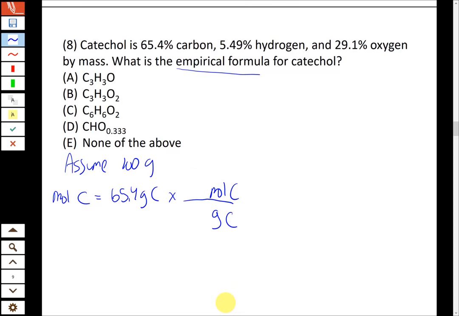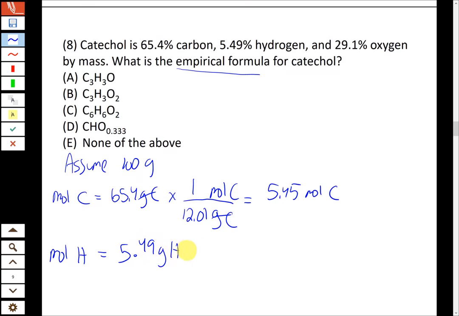All right, we're going to do carbon first. 1 mole of carbon has a mass of 12.01 grams. That's the atomic mass of carbon. So that comes out to 5.45 moles of carbon. For hydrogen, we looked up its atomic mass quickly before as well. That's going to be 1.008. The mass percent for hydrogen is 5.49, so this 100 gram sample would have 5.49 grams of hydrogen. And 1 mole of hydrogen has a mass of 1.008 grams. Again, that's the atomic mass from the periodic table. So that comes out to about the same number, 5.44.